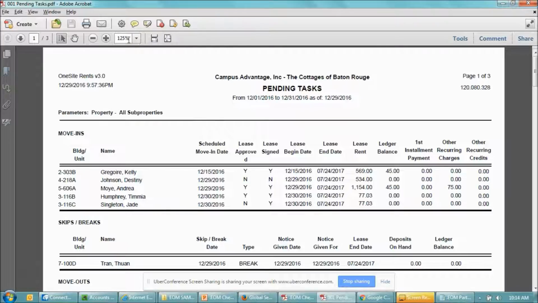Looks good to me. Awesome? Okay, I didn't know if it was the Goldilocks just right. All right, so here's our pending tasks, and thank you guys very, very much.